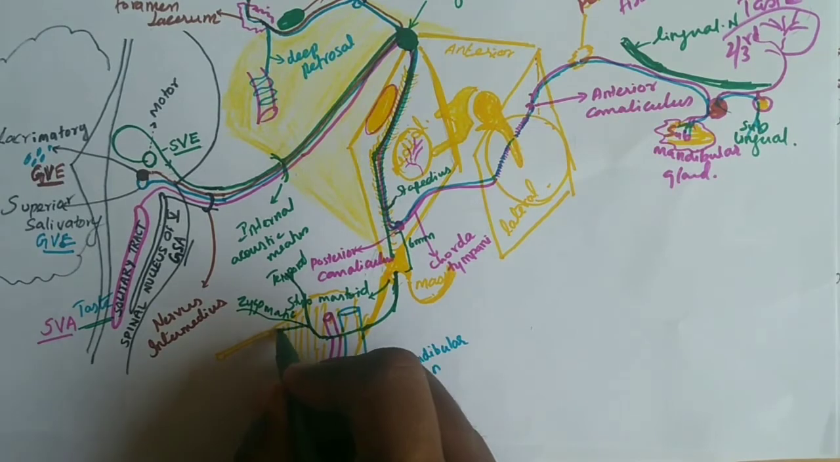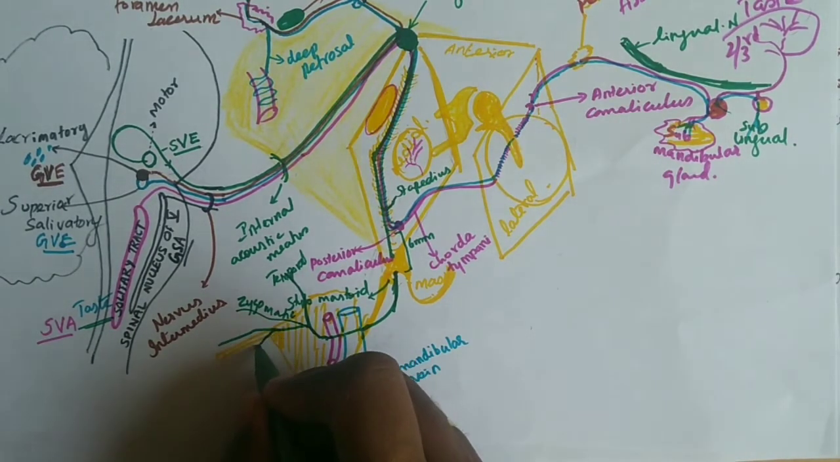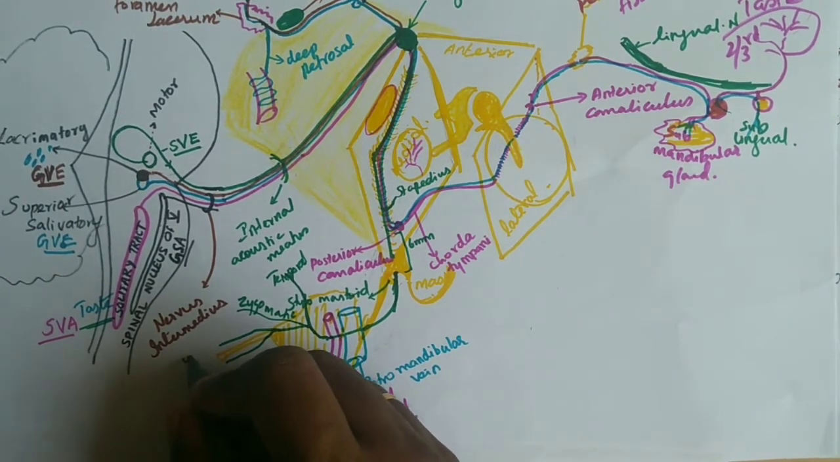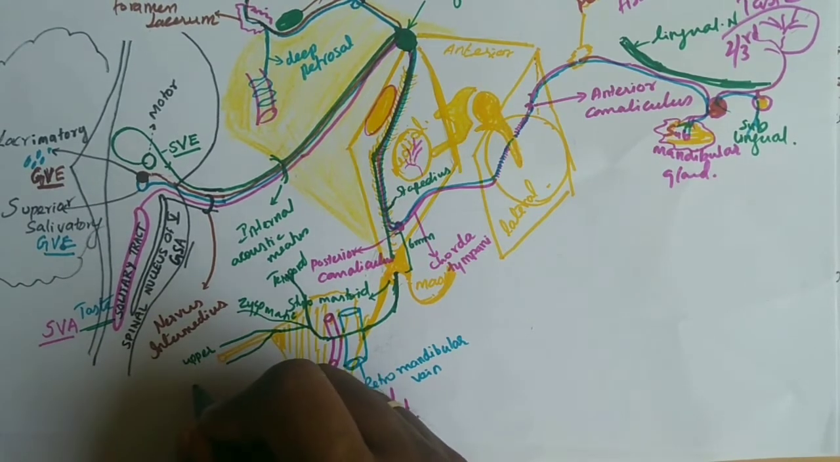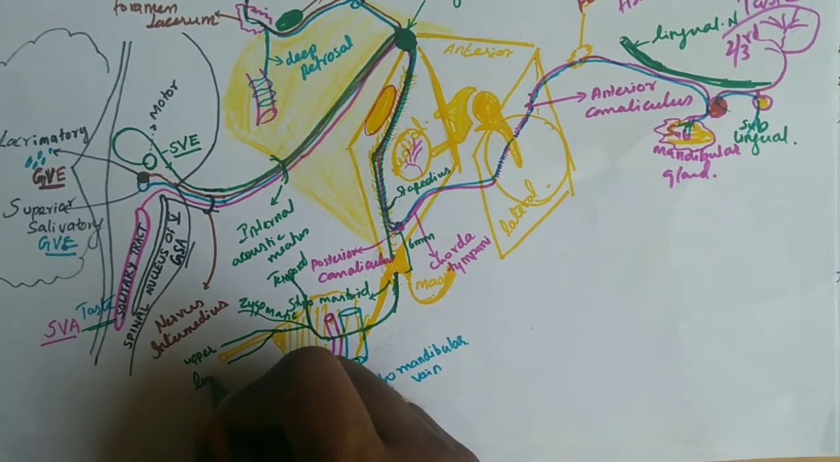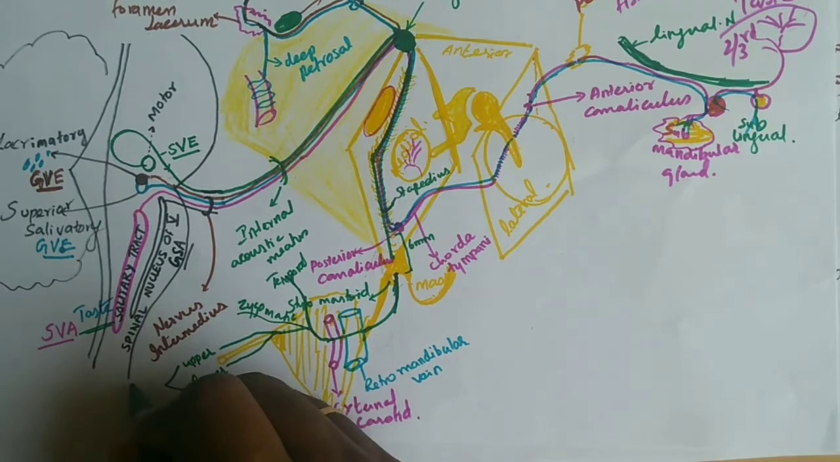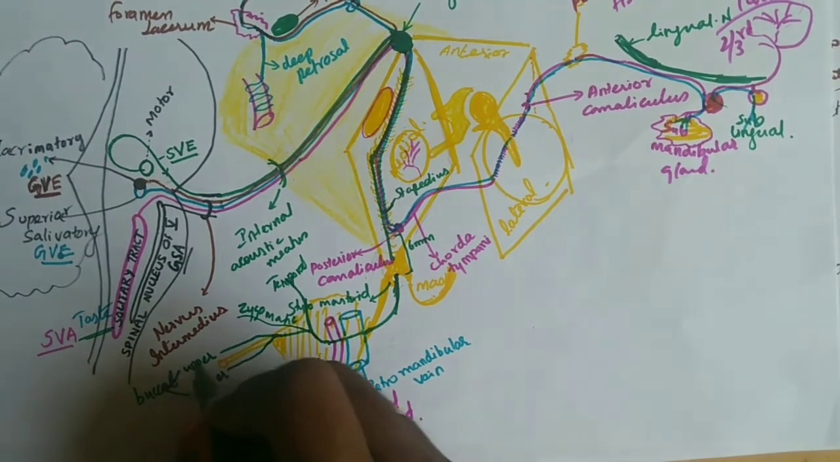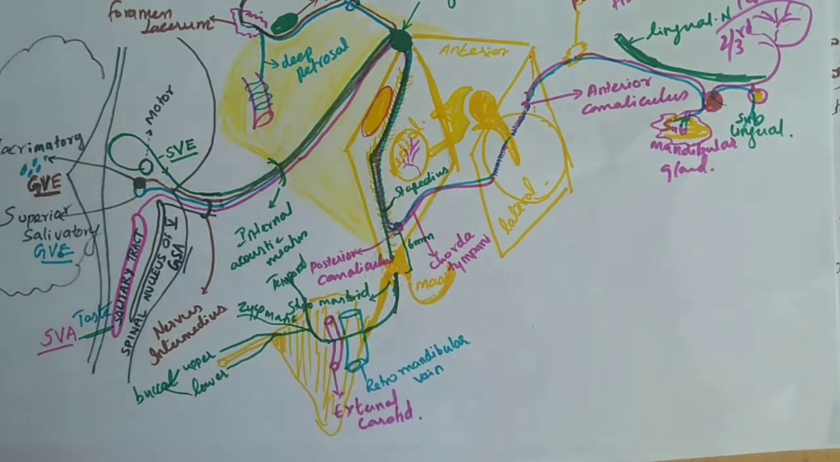Then we have a buccal branch. So two in numbers usually. This is upper and this is lower buccal. These two are buccal branches.